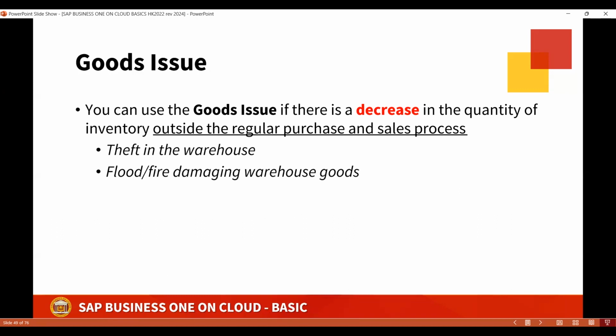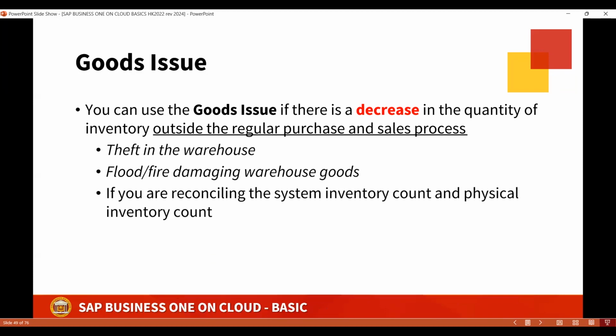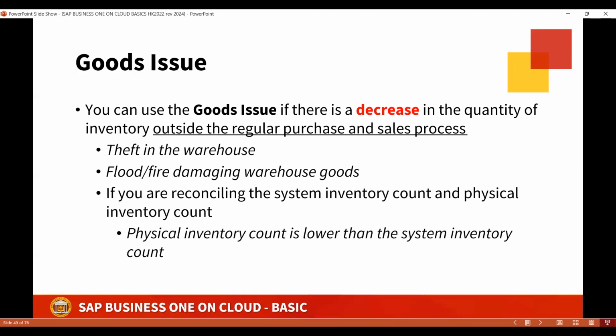It can also be due to flood or fire damaging our warehouse goods, so there's also a decrease in the quantity of our inventory. In line with that, it is also used when we reconcile the system inventory count and the physical inventory count. For example, the physical inventory count is lower than the system inventory count. So we have to use a goods issue to match the count for the physical and the system inventory count.